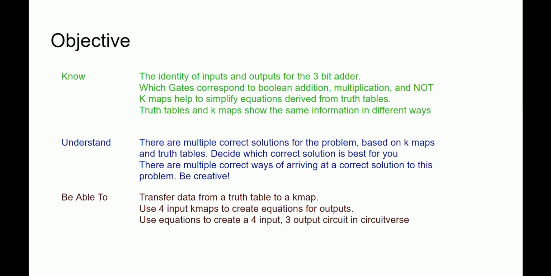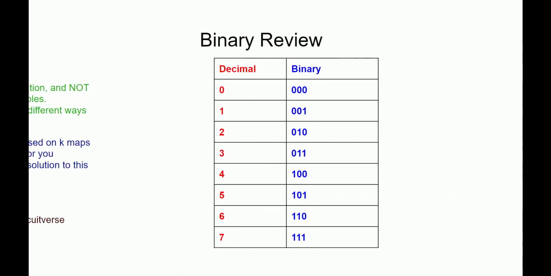I want you to understand that there are multiple correct solutions for this problem and really for most engineering problems. You get to decide which correct solution is the best one, and you get to be creative with that. And finally, I want you to be able to transfer data from a truth table to a K-map. I want you to use 4 input K-maps to create equations. And I want you to use those equations to create a 4 input, 3 output circuit in Circuitverse. So let's go ahead and get started.